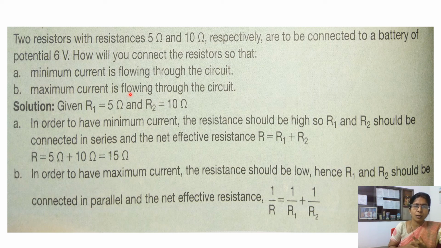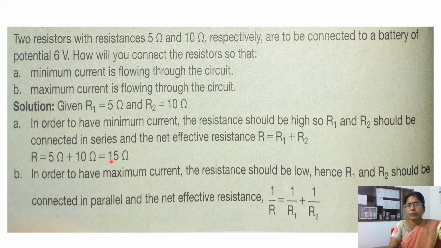So here two problems are given, that is, you should connect the two resistors in such a way that in the first condition minimum current flows and in the second one maximum current flows. I already told that minimum current flows when it is in series combination. So the resistors have to be connected in series, and in series combination we know that the effective resistance R is equal to R1 plus R2. So equivalent resistance R is equal to 5 plus 10, which is equal to 15 ohms.